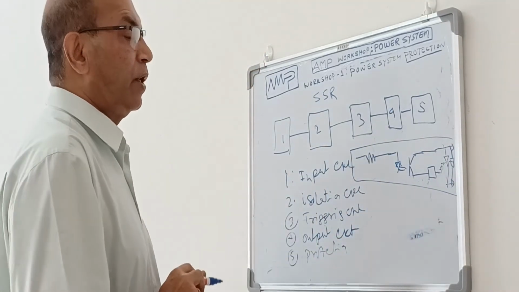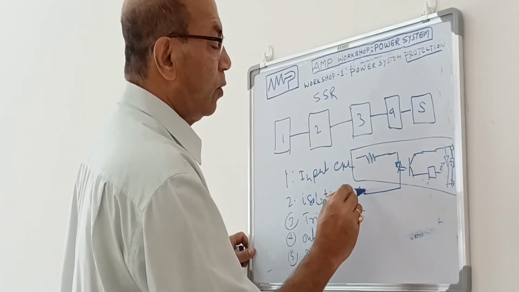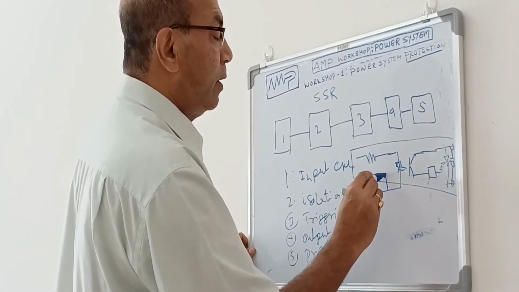Now, what is this input circuit? The input circuit is where you give some input. Suppose this is a diode; this is the input circuit, and there is a reverse blocking diode over here.